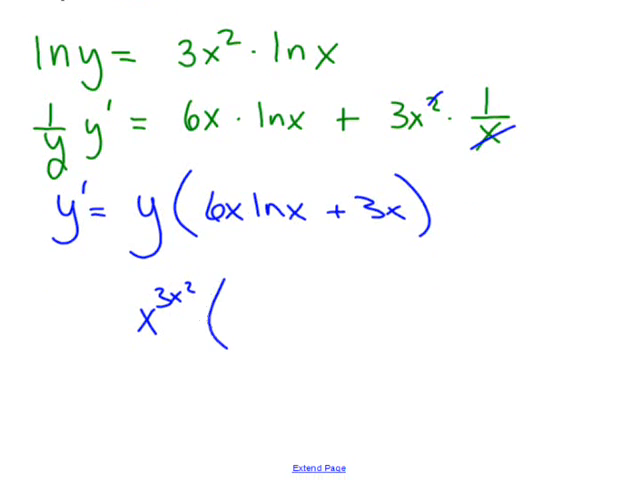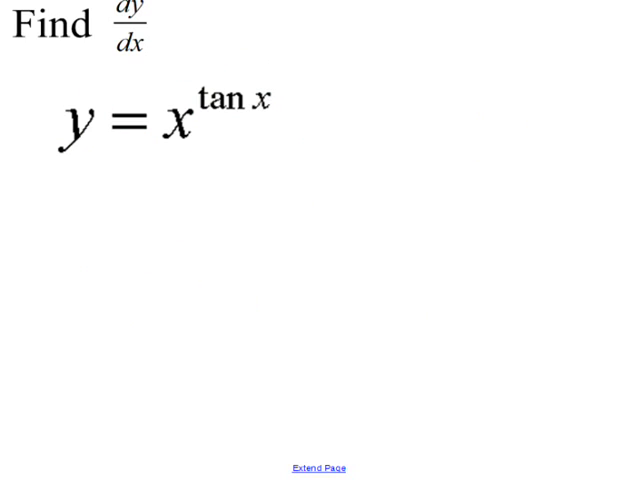3x squared. And then I have 6x times ln of x plus 3x, and we're done. All right, if you think you got the hang of this, why don't you go ahead and try this one without my assistance. Stop your video, give it a shot, and then come back and check to make sure you got it right.